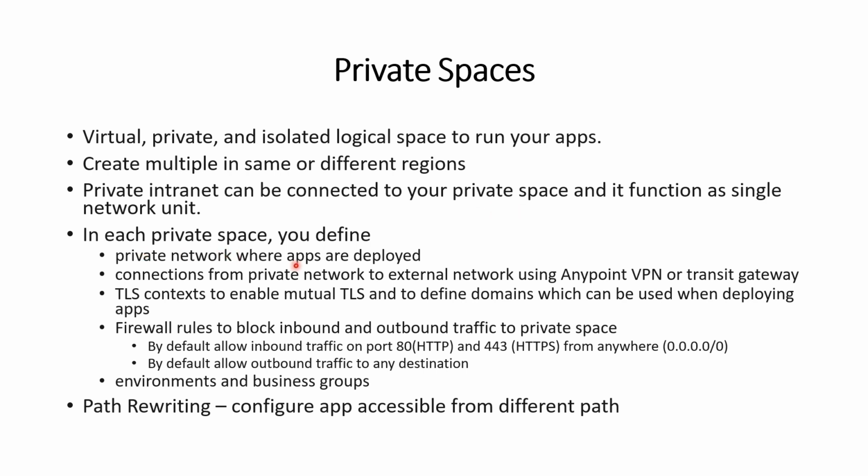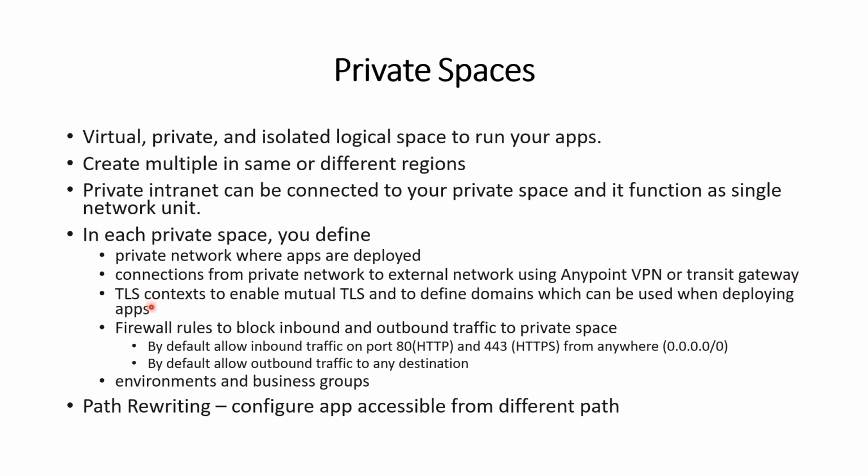In each private space, we define a private network where applications are deployed. We can create a connection from the private network to an external network. And in CloudHub 2.0, we use Anypoint VPN or transit gateway to create the connection. CloudHub 2.0 only supports Anypoint VPN and transit gateway.